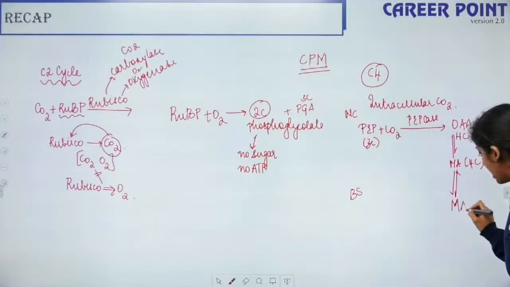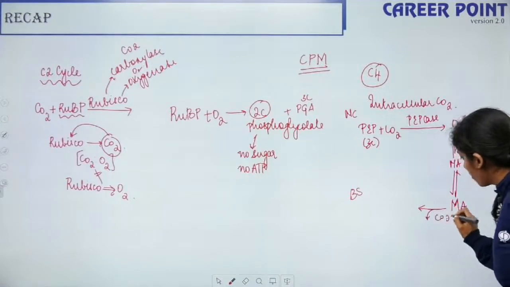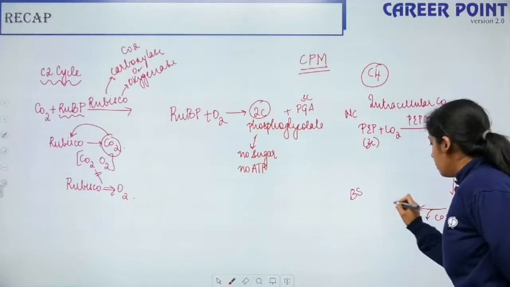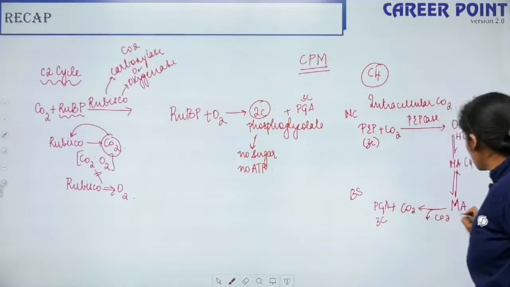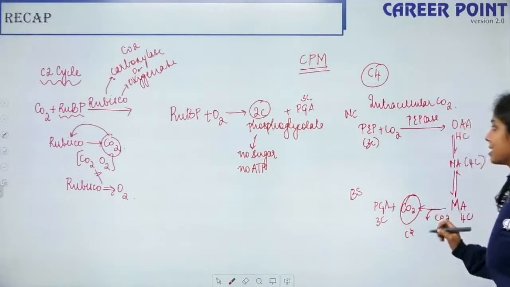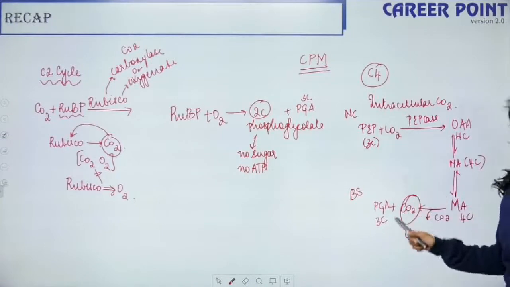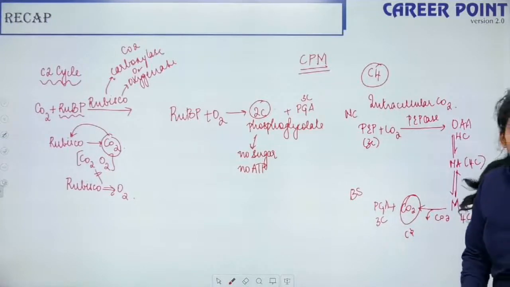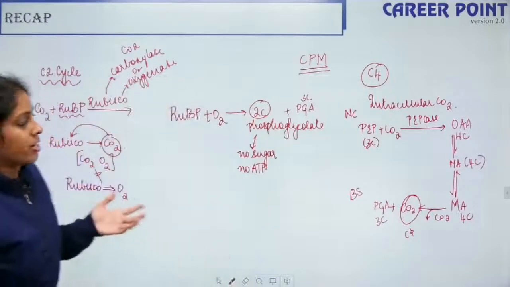This malic acid undergoes a decarboxylation reaction, where 1 carbon dioxide is released out, plus you have the phosphoglyceric acid, which is your 3-carbon compound. This carbon dioxide undergoes C3 cycle. If you see in a C4 plant, your internal carbon dioxide concentration is very high. So it does not have to depend on the atmosphere for more amount of carbon dioxide, right?